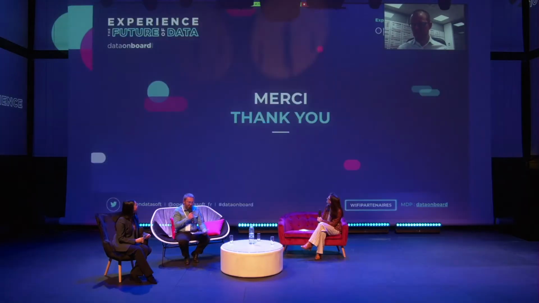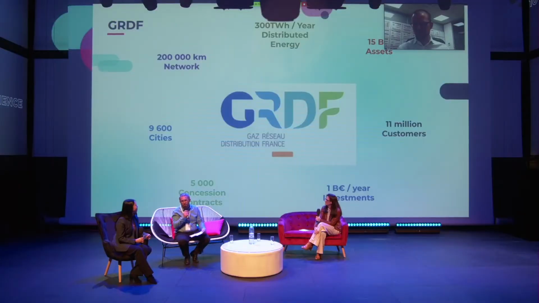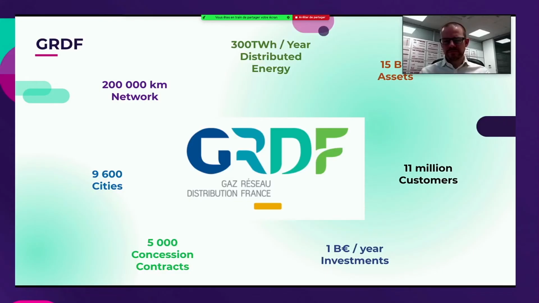GRDF operates networks in nearly 10,000 French cities, and distributes gas for more than 11 million customers on behalf of all energy suppliers. We are about 12,000 employees for more than 200,000 kilometers of networks, which is about 5 times the circumference of the Earth. We distribute 300 terawatt-hours of energy, and we have an asset base of more than 15 billion euros.